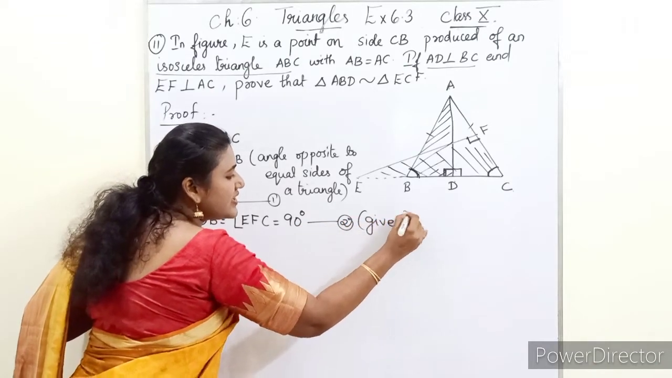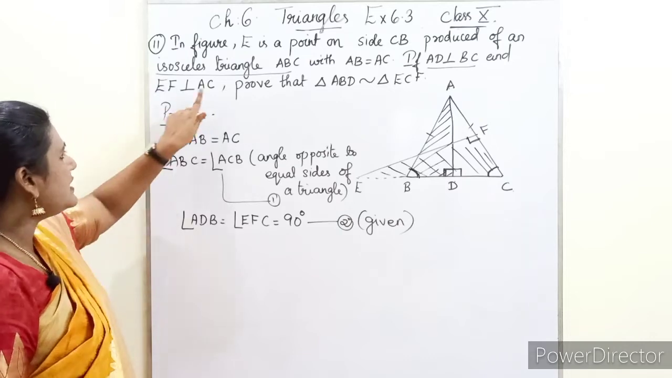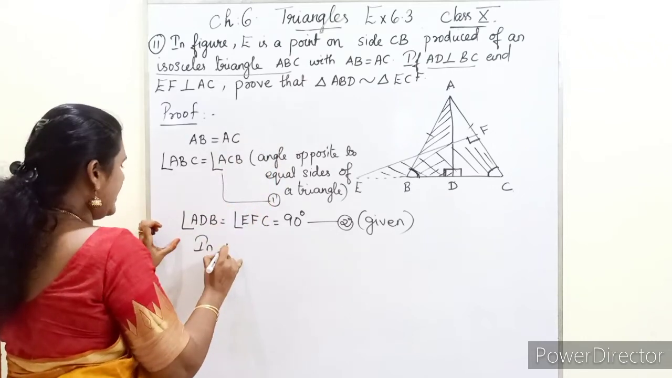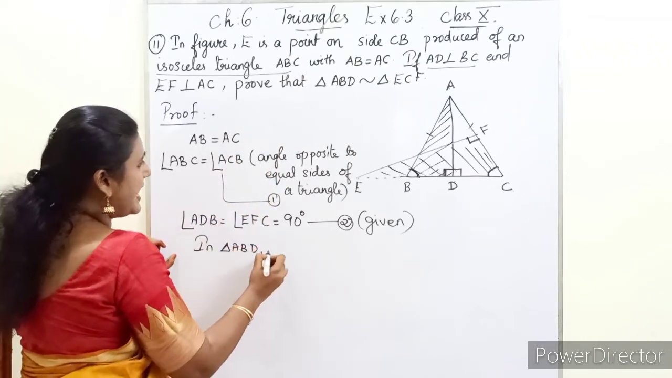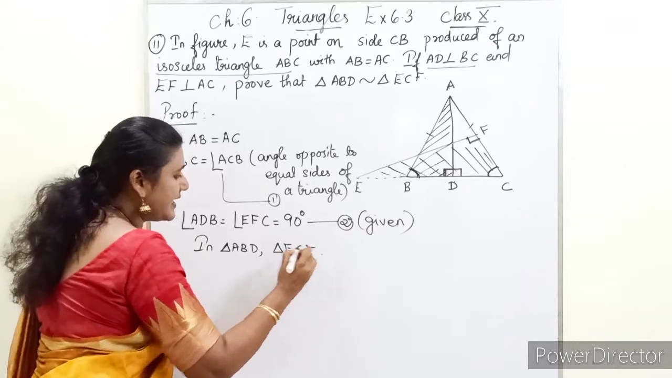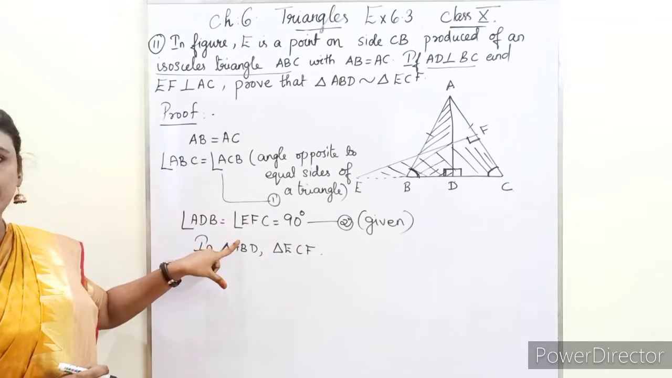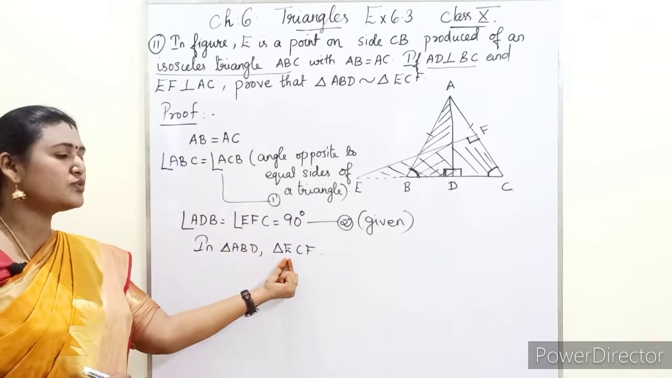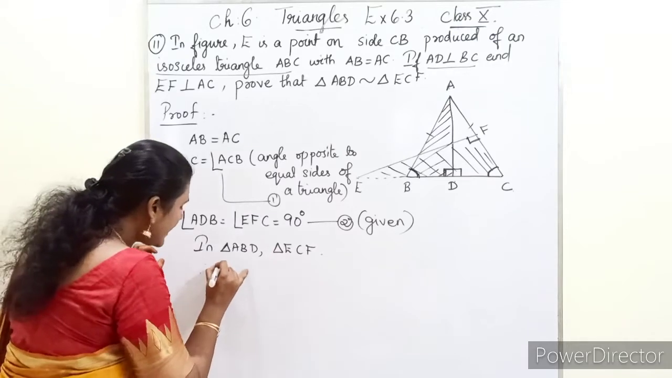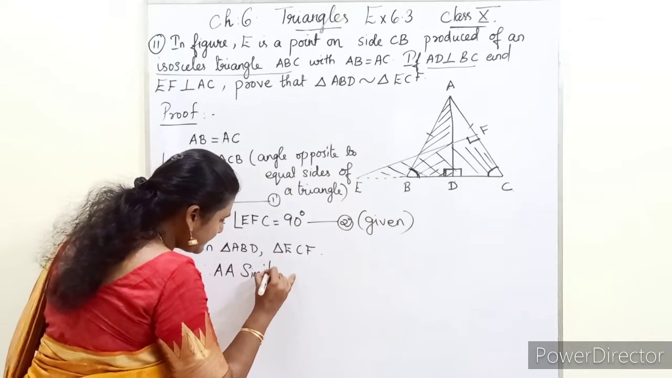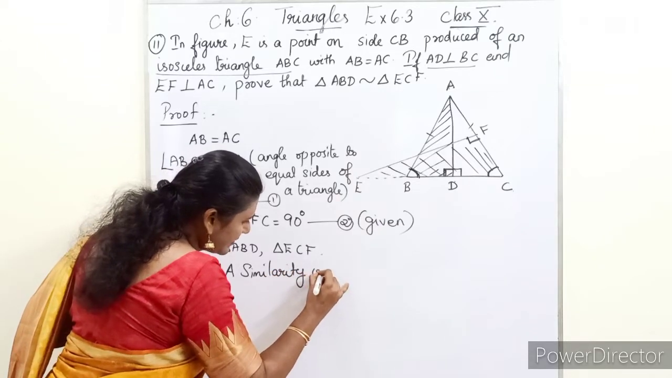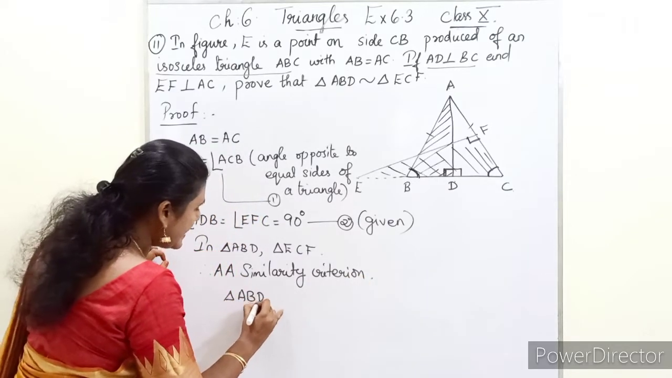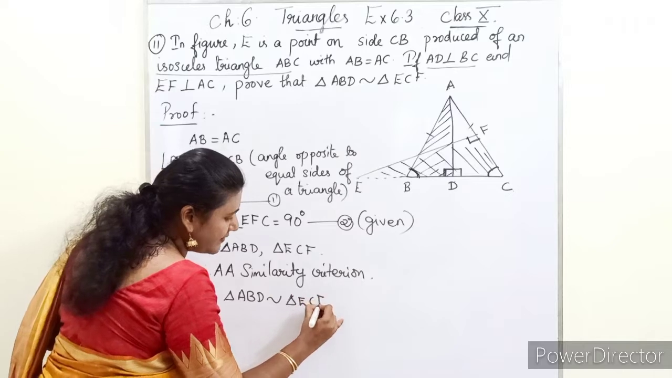So this condition is given in the question. So what we got in these two triangles, that is in triangle ABD and triangle ECF, we got two angles are equal. From equation 1 and 2 we got two angles of these two triangles are equal. Therefore, by AA similarity criterion, we can say that triangle ABD is similar to triangle ECF.